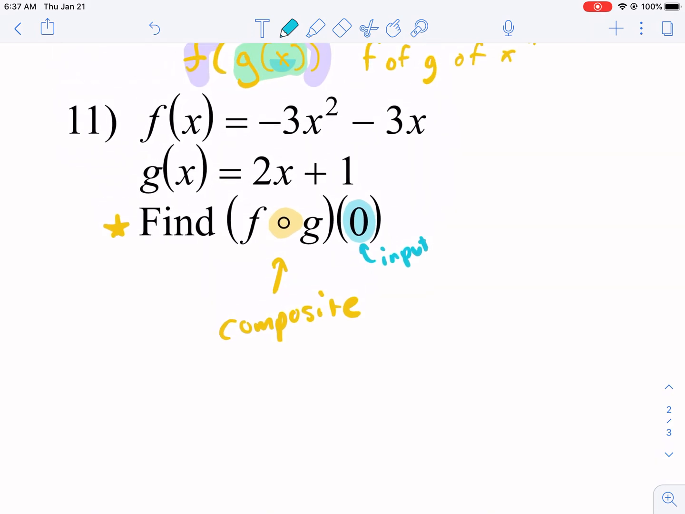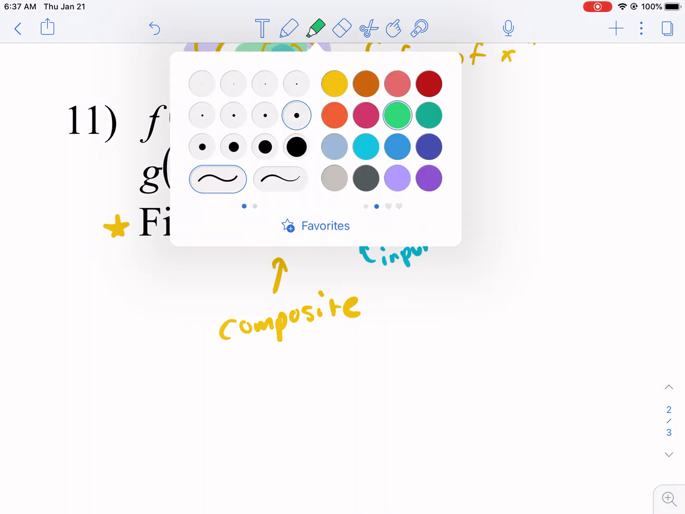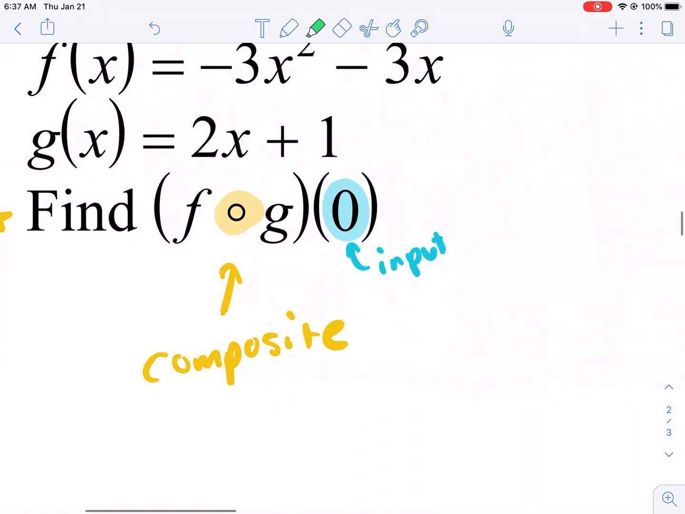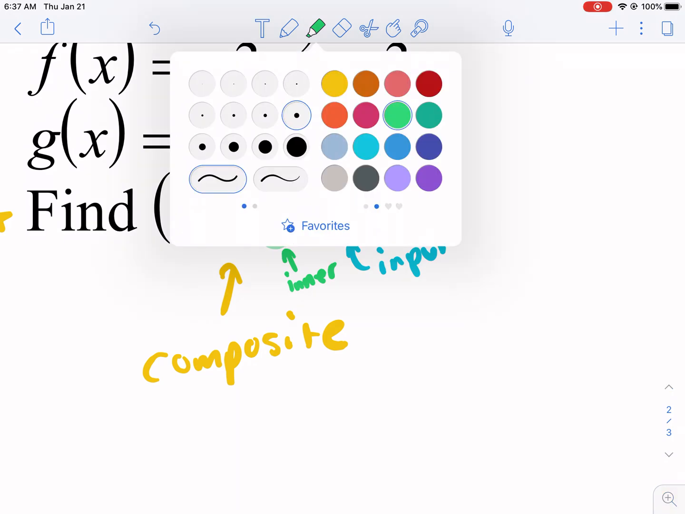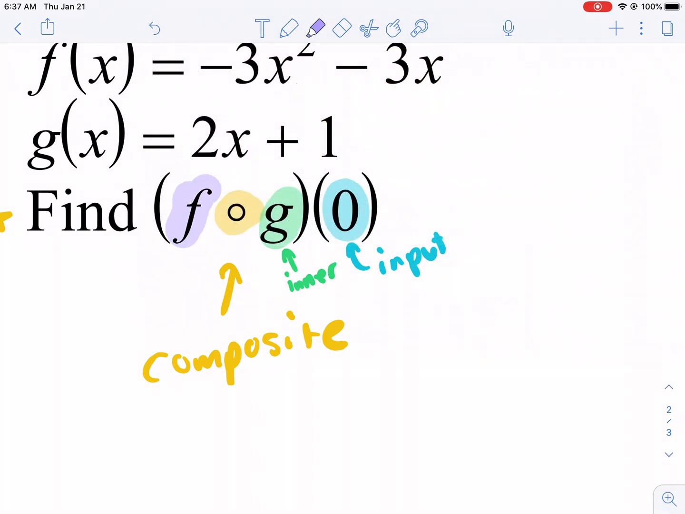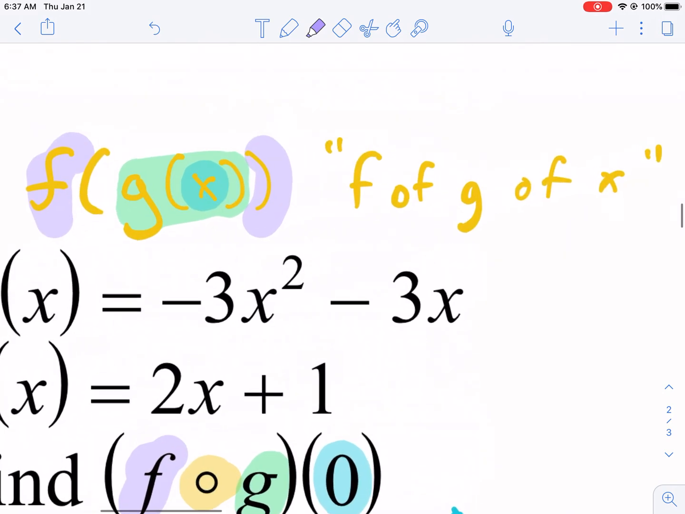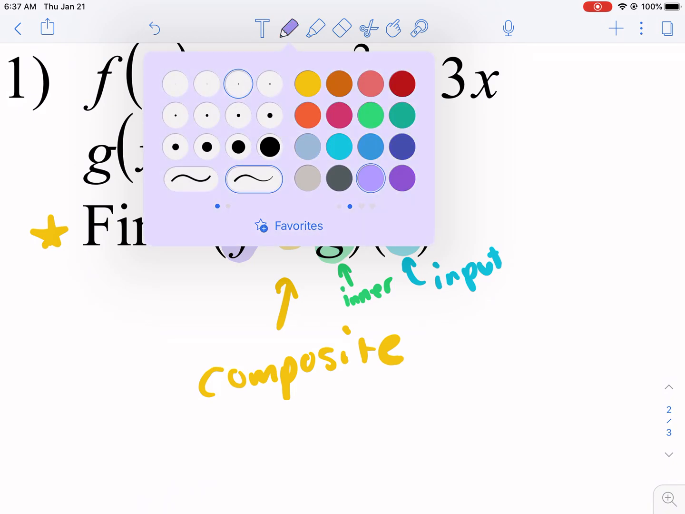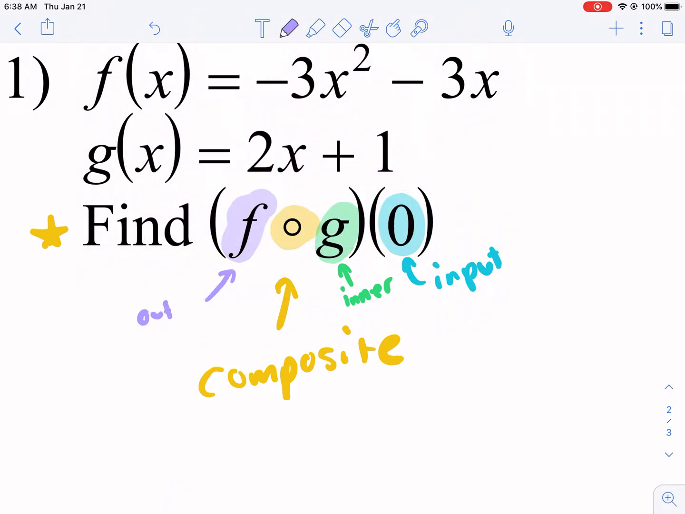The next thing we identify is our inner function. Written in this way, it's kind of easy to see our inner function. Our inner function is on the inside. Here it's a little bit different. It's like, oh, where's the inner function? The inner function is always the one that's closest to the input. I'm just going to write inner. And then lastly, if we have an inner, we have an outer. This is our outer function, just like we have here on the outside, the f with the parentheses.